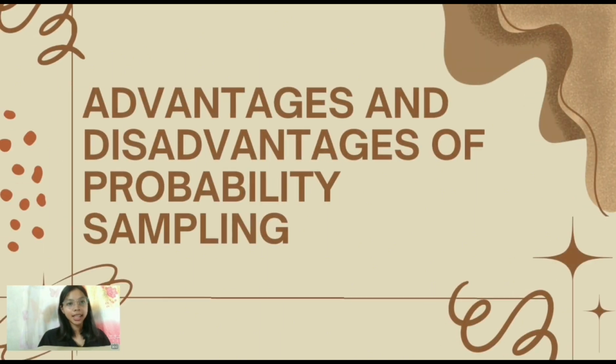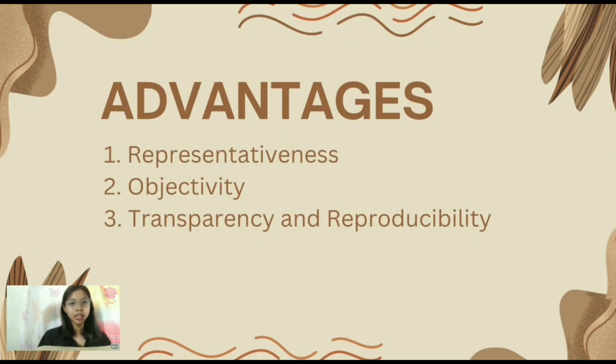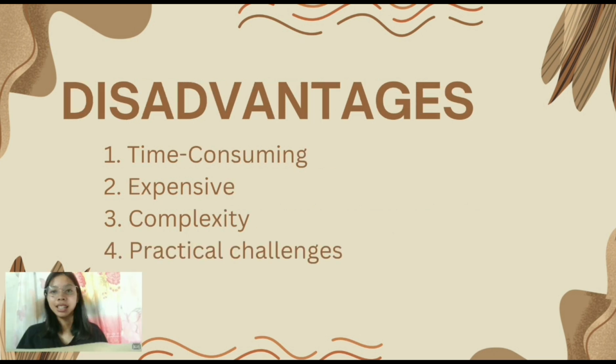There are several advantages and disadvantages of probability sampling. Its advantages include 1. Representativeness, as it ensures samples are representative of the whole population, allowing generalizations of findings. 2. Objectivity, as it reduces bias through random selection, promoting reliable results. 3. Transparency and reproducibility, since methods are clear and easy to replicate, enhancing research validity.